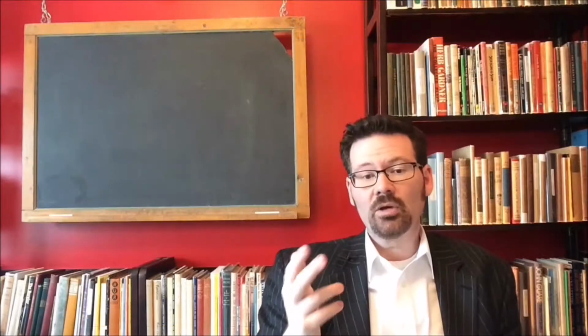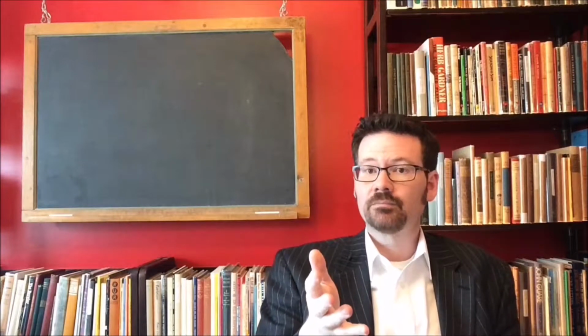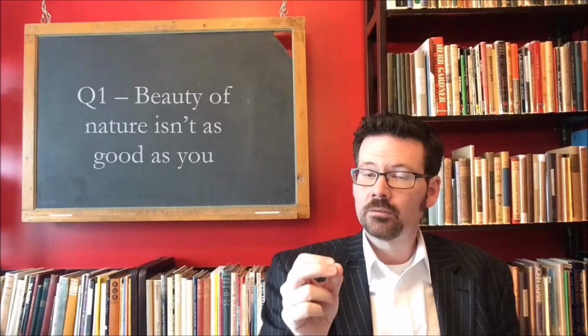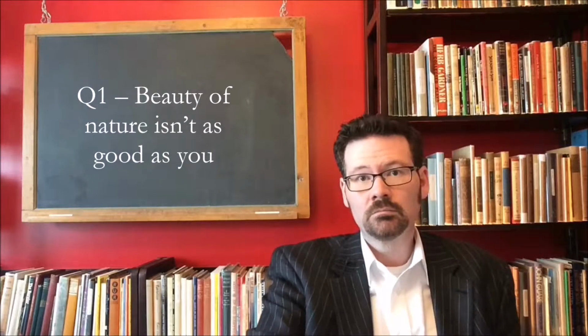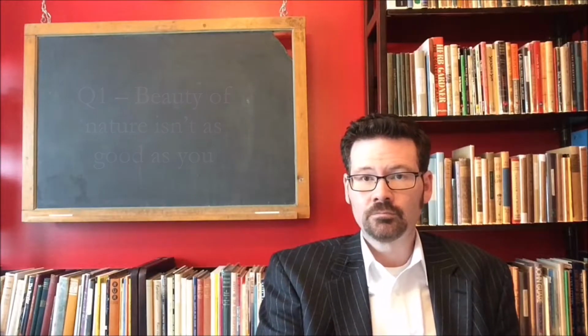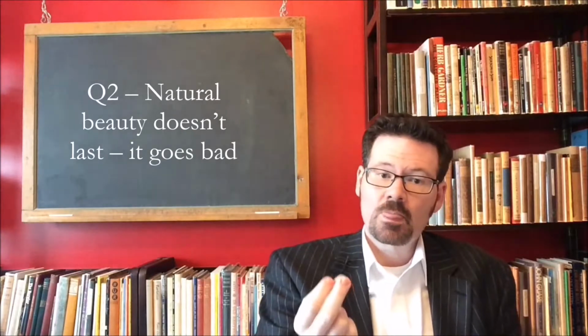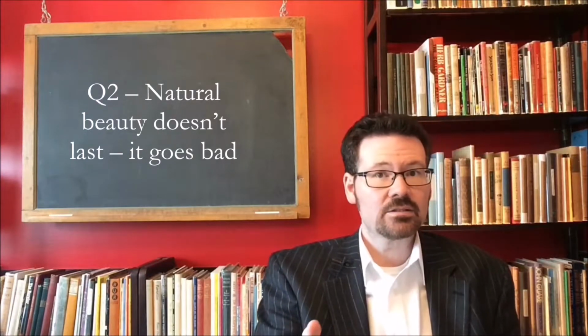Okay, so now let's take a look at the actual subject matter. Quatrain 1 essentially says that the beauty of nature isn't as good as you, the subject of the poem. Quatrain 2 says, well, natural beauty doesn't last. It eventually goes bad.